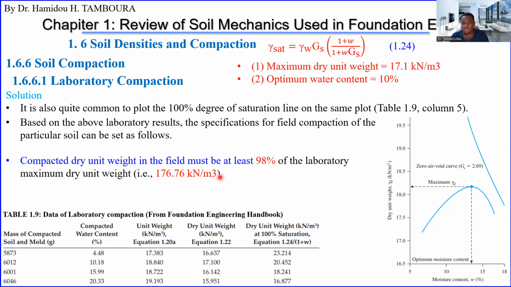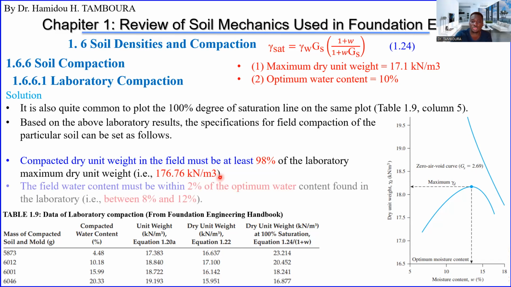Okay. And the water content also should be within 2% difference. So the optimum water content here is 10%. It means on the field, you have to try to be within a difference of 2%. It will be between 8% and 12%. Okay, so how does it work exactly?